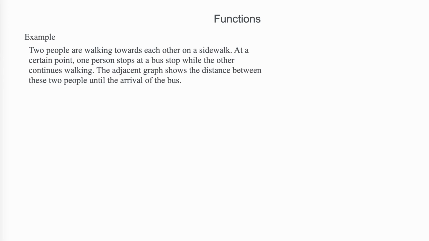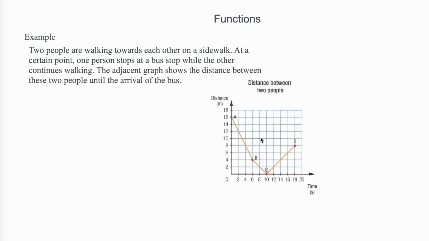Here's an example. Two people are walking towards each other on a sidewalk. At a certain point, one person stops at a bus stop while the other continues walking. The adjacent graph shows the distance between these two people until the arrival of the bus. Here's the graph. They're walking towards each other, so the distance between them goes down. Then one person stops at a bus stop while the other continues walking.